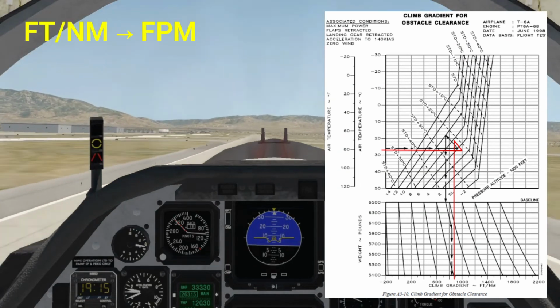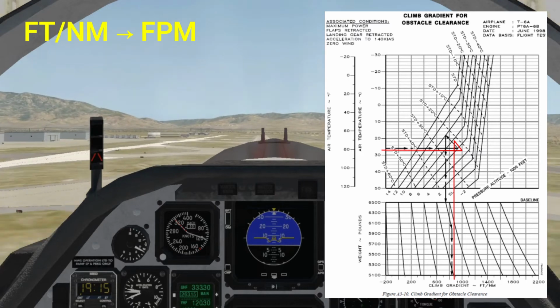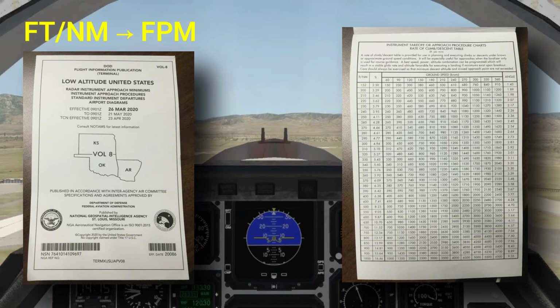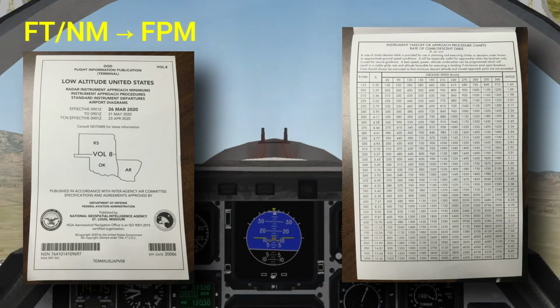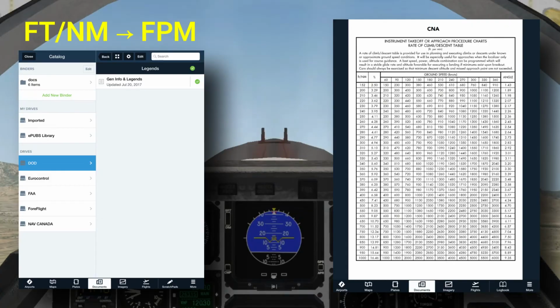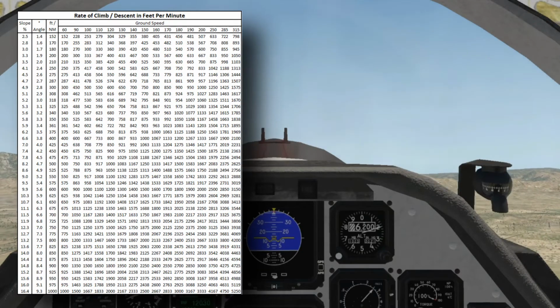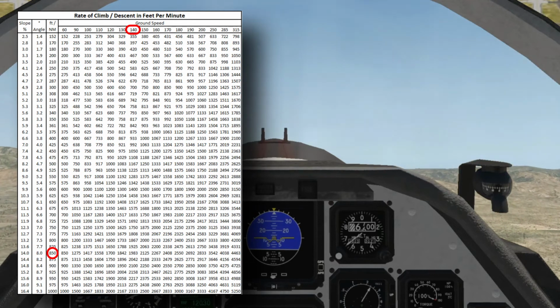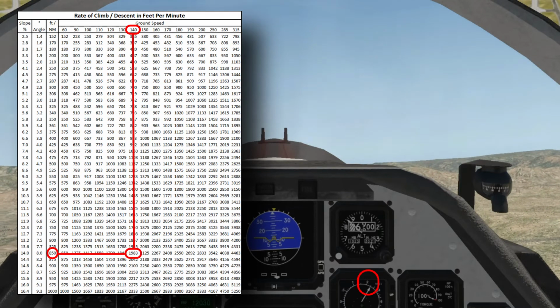To convert feet per nautical mile to feet per minute as you'd read on a VSI, refer to the rate of climb and descent chart found on the back cover of an approach plate book or in the Legends document in ForeFlight. As seen here, a 140 knot ground speed climb at 850 feet per nautical mile equates to approximately 2,000 feet per minute.